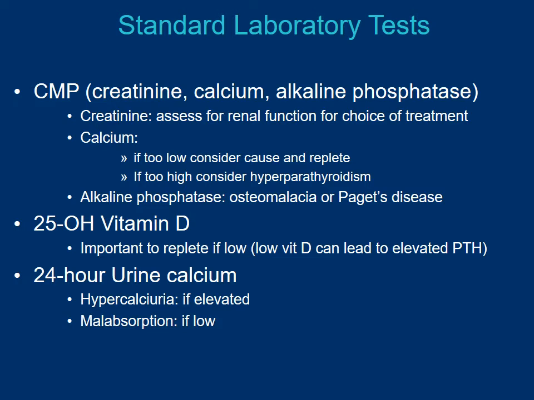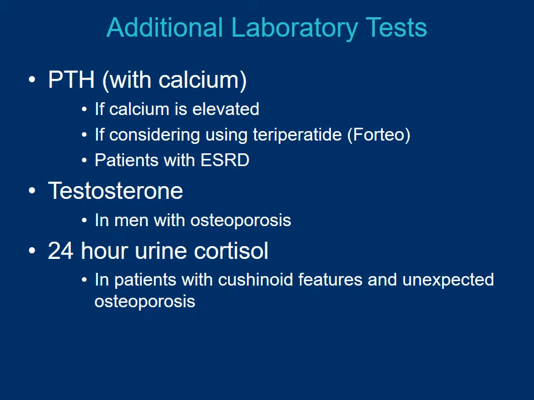We also measure active vitamin D, because if it is deficient, it's important to replace it. We also measure calcium in urine: if there is hypercalciuria it will be high, and if there is malabsorption it will be low. We can also measure parathyroid hormone with calcium. If calcium is elevated, consider using teriparatide, as we will see later, for treatment of osteoporosis. Also, we can measure testosterone in men with osteoporosis, and cortisol in urine.